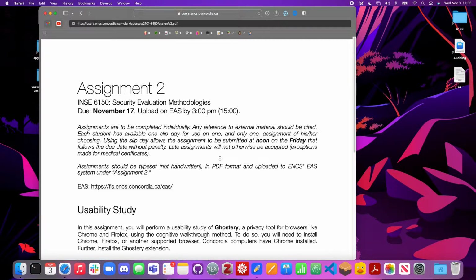Same thing, EAS, PDF. The TA requested that it not be handwritten, so that it be typed up. And make sure your names and student numbers are on it too. I think that was another problem with assignment 1. And try and put it in the right folder. That's basically it.